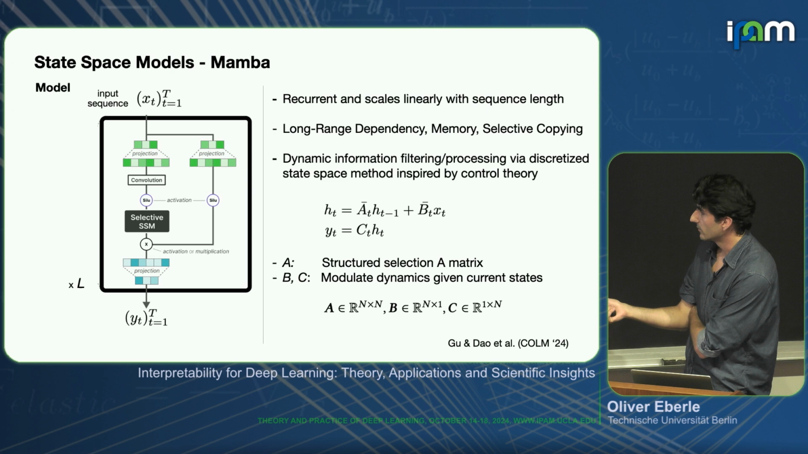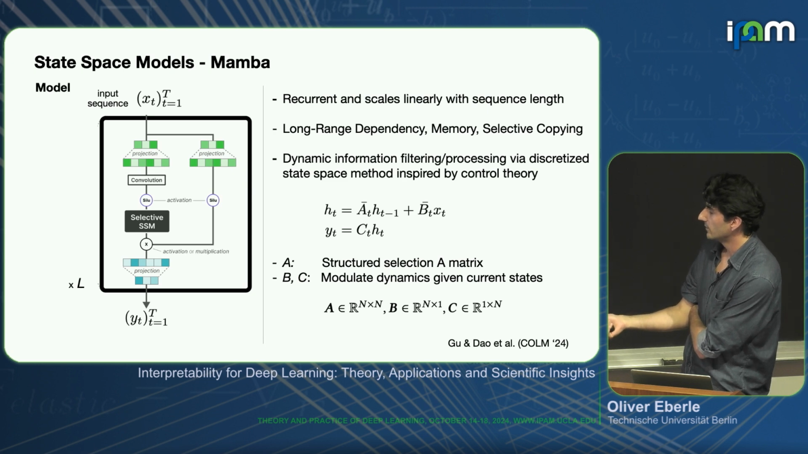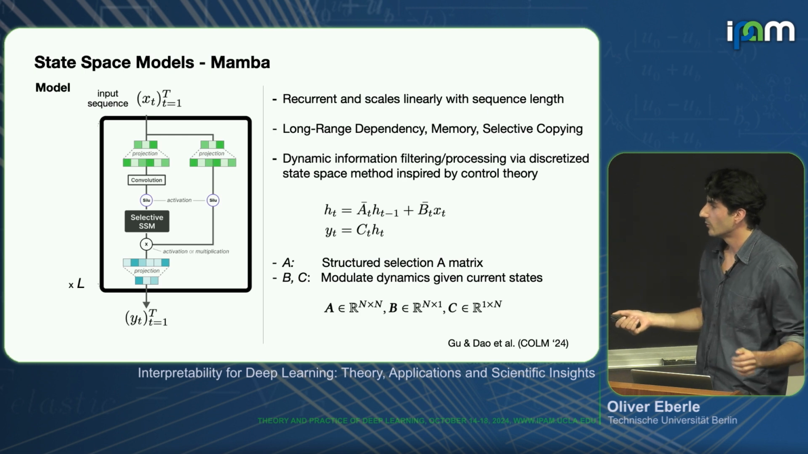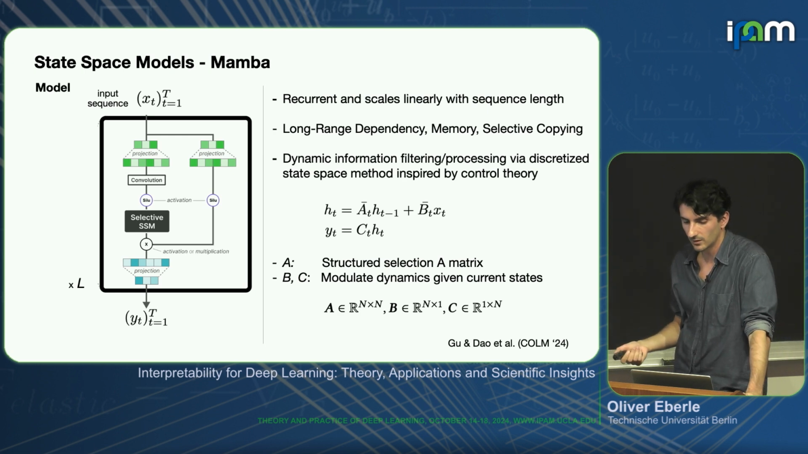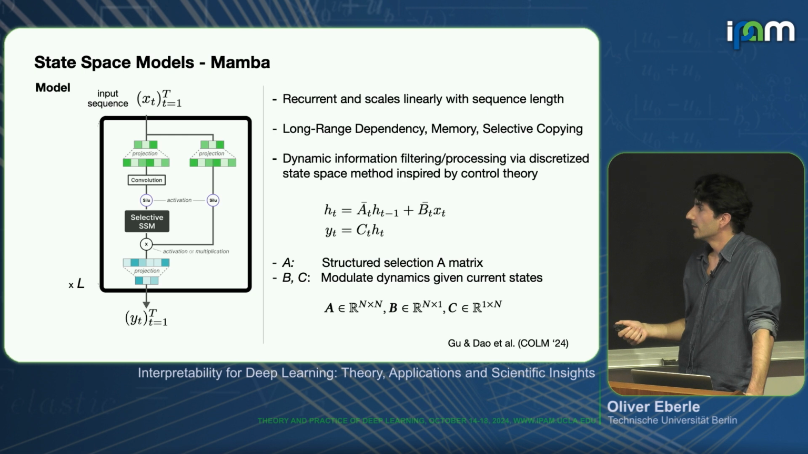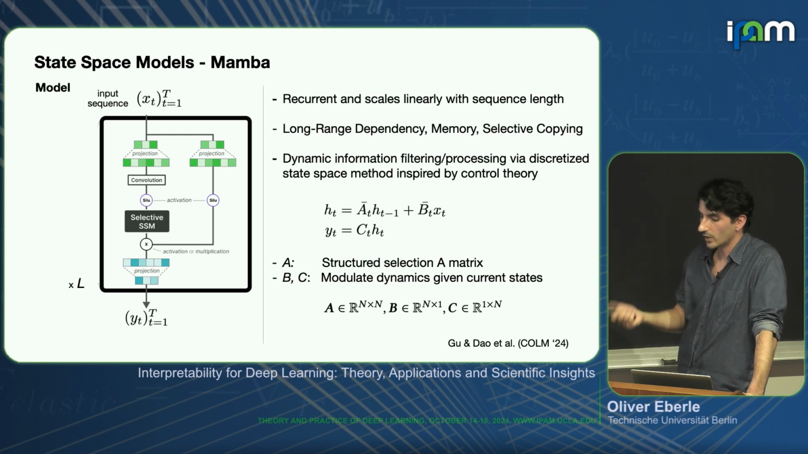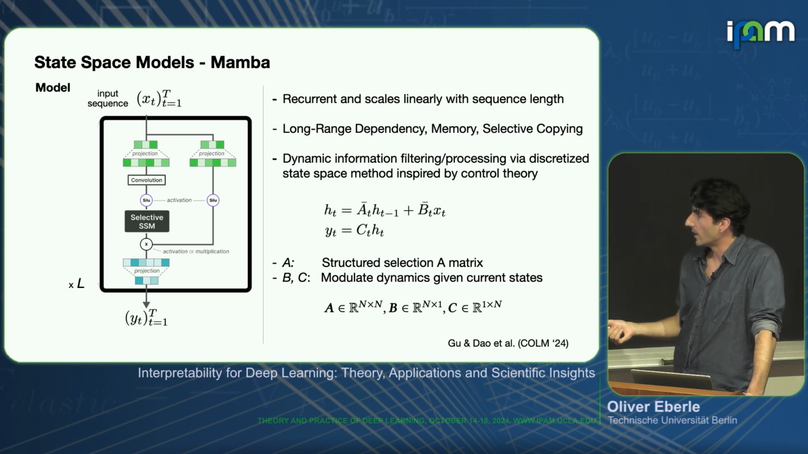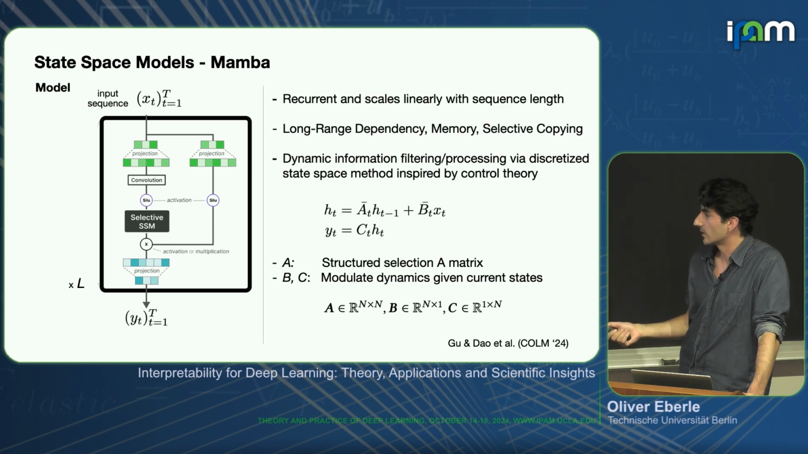Maybe one important thing that's not obvious here is that A, B, and C of T are all input dependent on X. So they're similar to what self-attention does, where the weights of your attention matrix depend on your current input X. In a similar way, A, B, and C of T are not just constants, but weight matrices that get updated with your current state X of T.